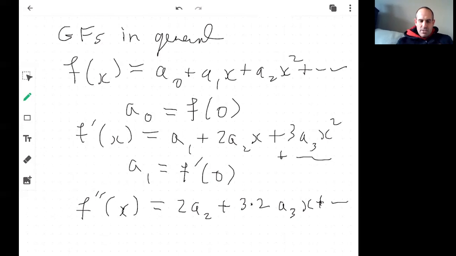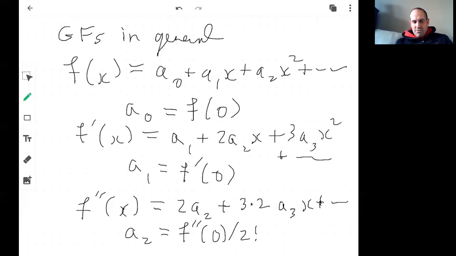Okay? And notice this time we see that a2, if I plug in 0 for x into the second derivative, it's going to kill everything after the a2 term, but you would have 2a2. So actually a2 is equal to the second derivative of this thing evaluated at 0, but then I have to divide by 2, which is really 2 factorial.